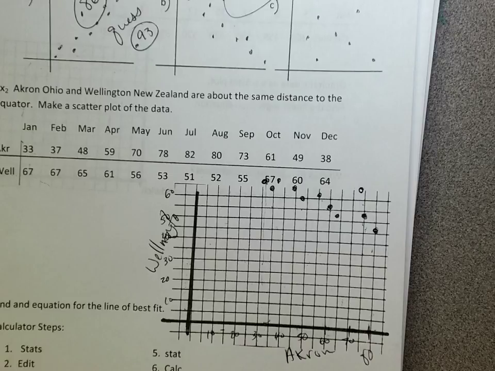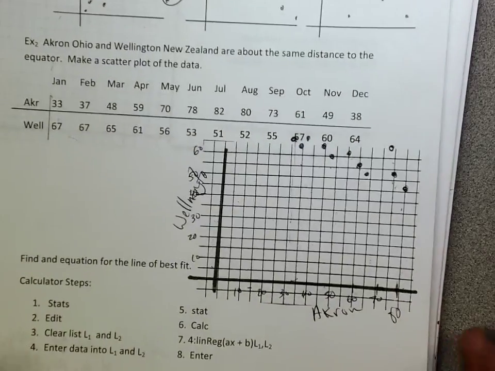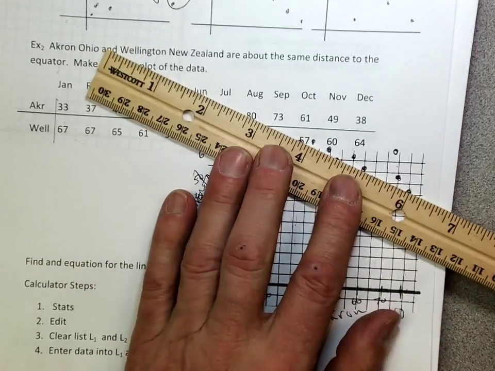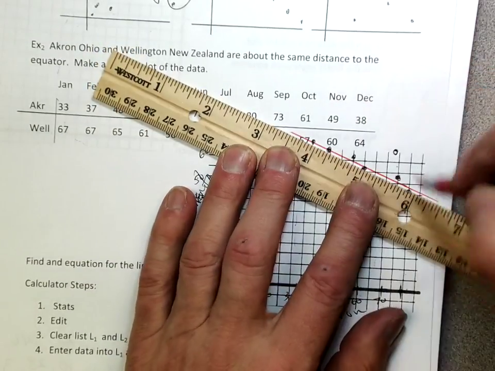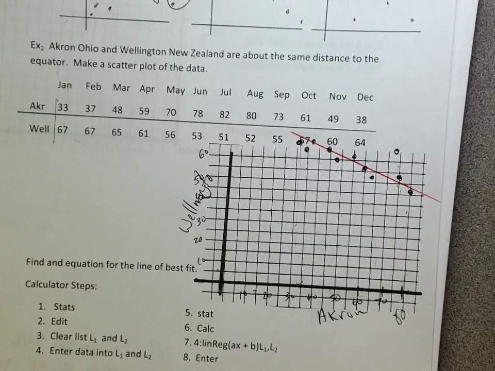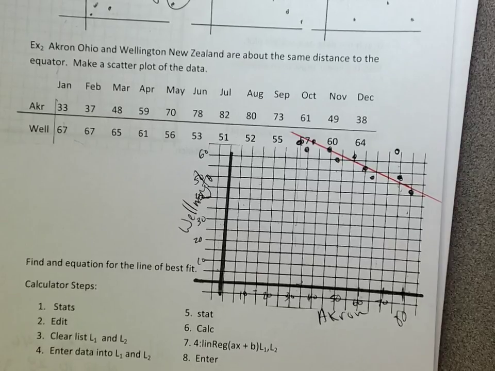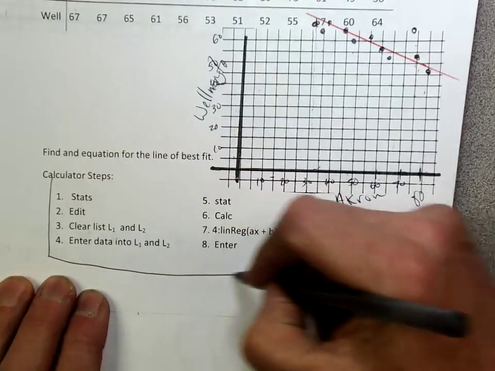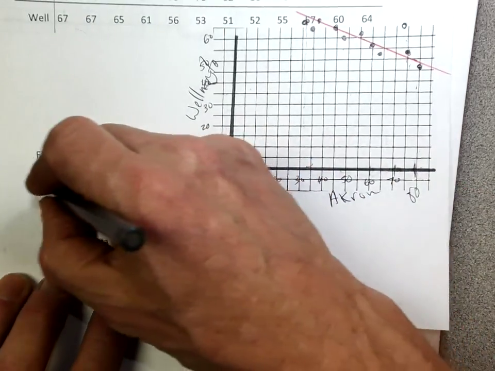So now, again, what we want to do is draw the line of best fit. The best we could do is draw in a line, and it looks like maybe like that. I'm not going to hit all of the points. So if I could come up with an equation, the best equation comes from the calculator. So again, the steps are here, and we'll go through it again. I'll go through it with you.